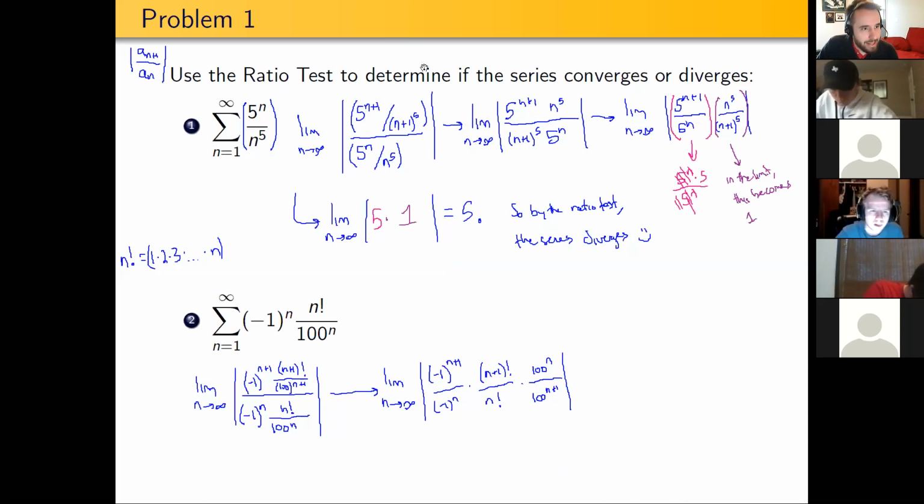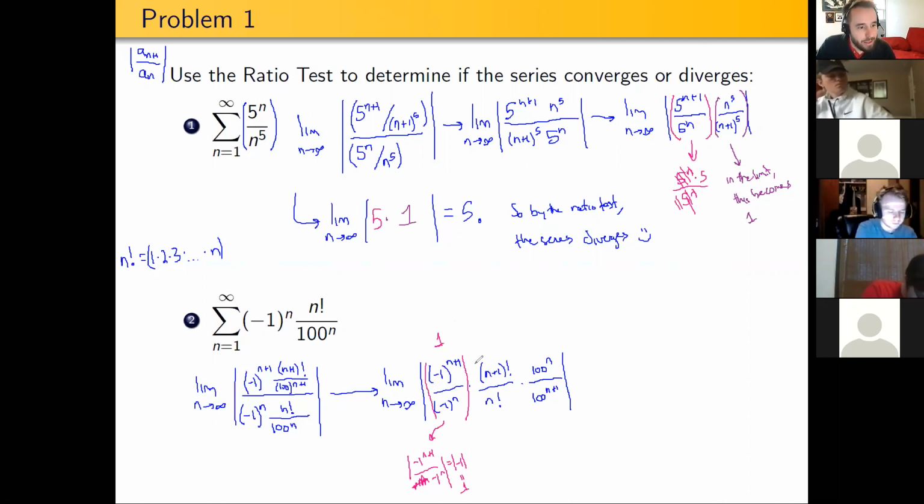Okay, now let's take each of these in turn. For this first term, I promised the negative ones would cancel out, and they do. The absolute value of -1 to the n plus 1 over absolute value of -1 to the n, that's just going to be equal to the absolute value of -1, so that's just equal to 1. And in truth, the entire expression in these absolute value signs just ends up becoming a 1.